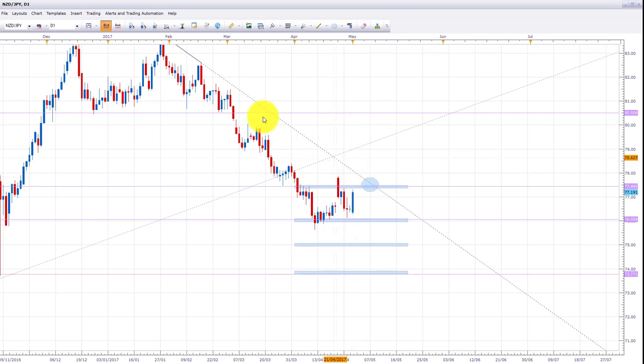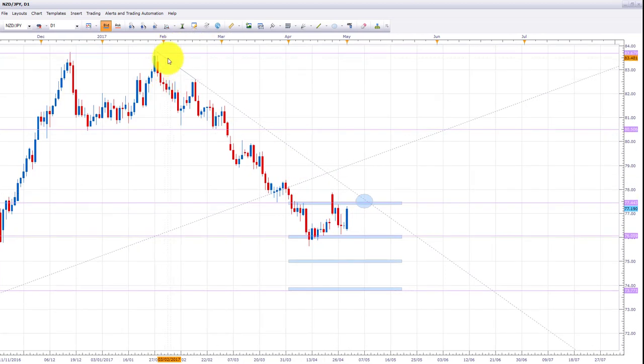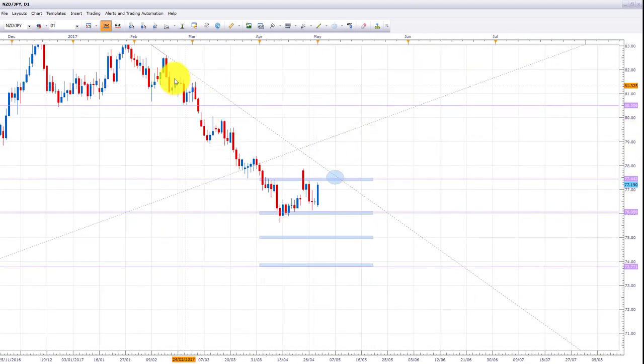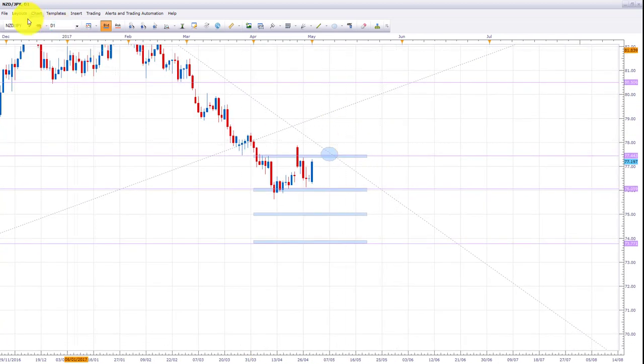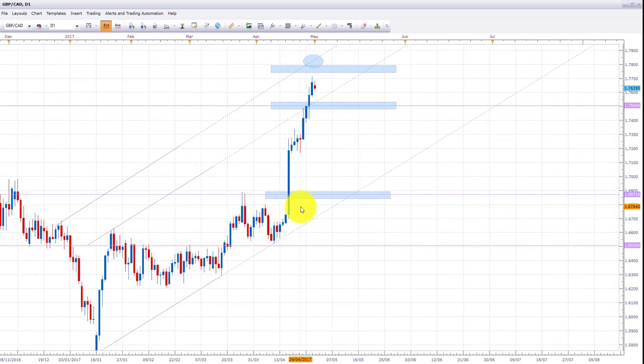If we start seeing a break above this area of resistance here, we're still not going to look for longs on this pair until we see a breakout of this downward sloping trend line. Once we see a breakout of this downward sloping trend line, we can be looking for a retest of this upward sloping trend line, but it would have to get through this before we even contemplated the 80.50 area up here. So we're looking for shorts, generally speaking, on New Zealand yen.